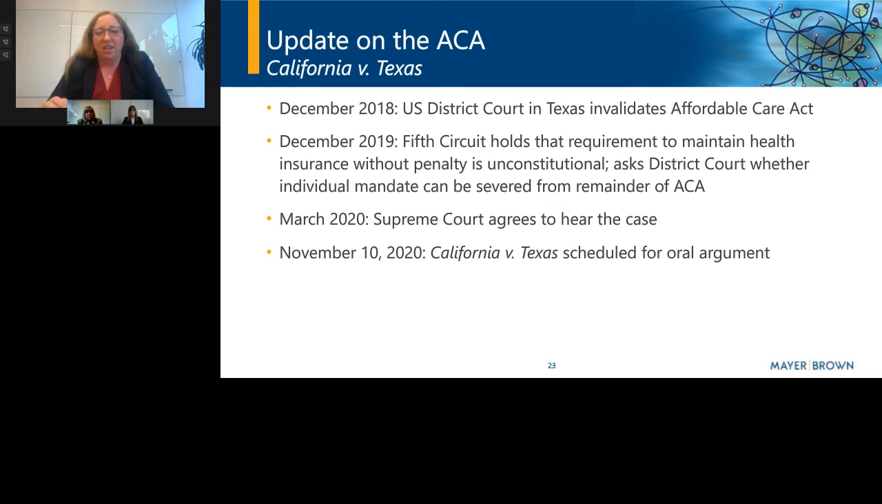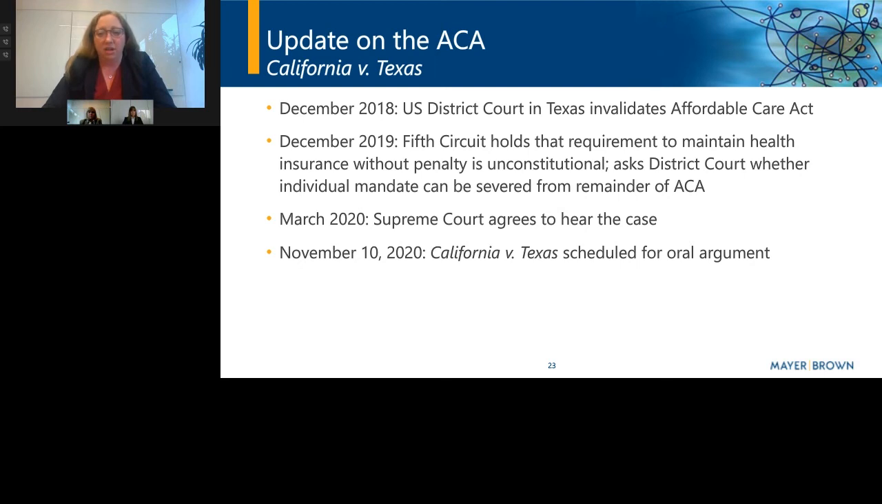The individual mandate requires that individuals either have health insurance or pay what is euphemistically referred to as a shared responsibility payment, what you and I might think of as a penalty, and what the Supreme Court found in 2012 constituted a tax. That was part of the case NFIB versus Sebelius, where the Supreme Court upheld the constitutionality of the individual mandate as a valid exercise of Congress's taxing power. As Debbie mentioned, under the Tax Cuts and Jobs Act of 2017, the Affordable Care Act was revised so that the shared responsibility payment for individuals was set at $0, effective as of January 1, 2019.